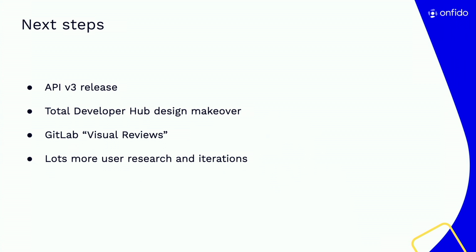So the next steps, actually, as well as releasing API v3 itself, we are also doing a complete design makeover of all of our developer hub documentation. So we won't any longer rely on Slate. One of the things we want to look at is GitLab's visual reviews functionality, which is an extension of the review apps feature.